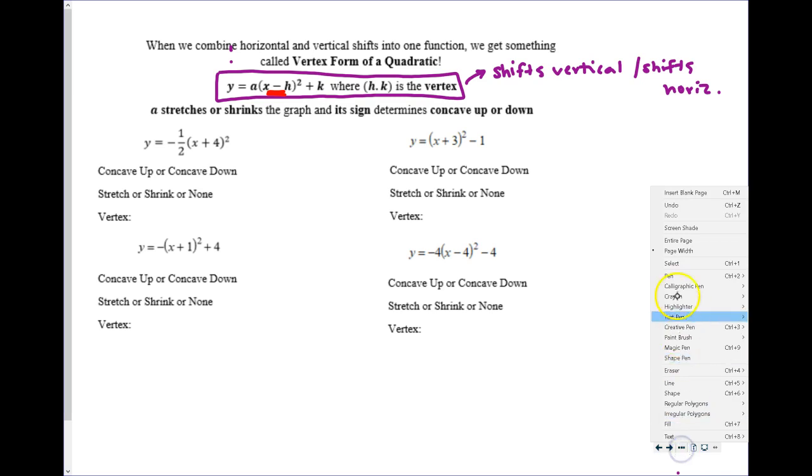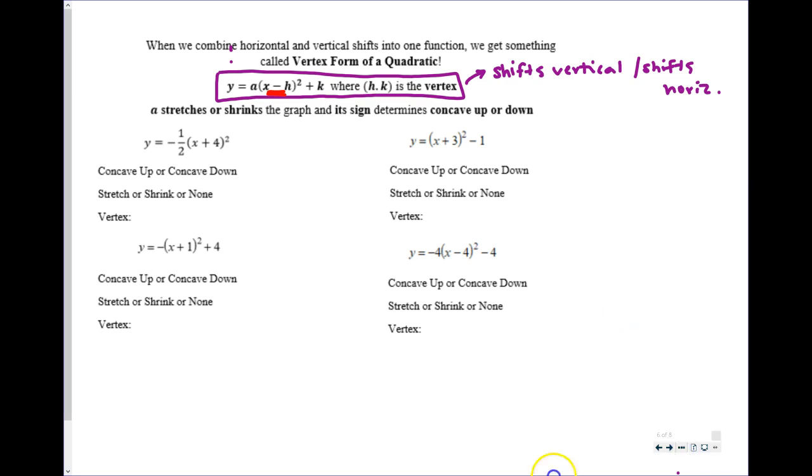I've still got my shift up and down, which is right here. Okay, so I'm moving it left and I'm moving it up.